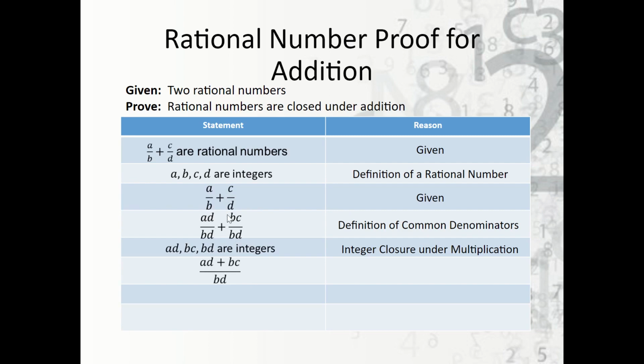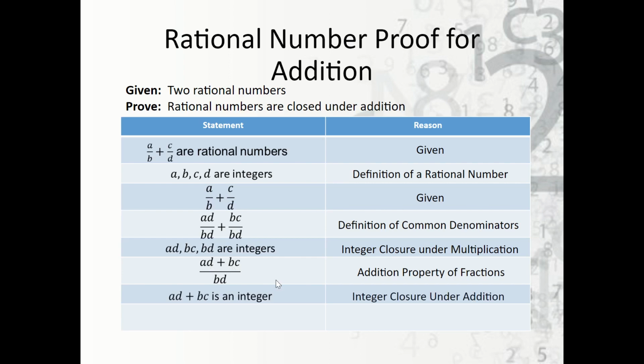Now, we're going to go ahead and combine the numerators, just like we would with addition of fractions. So we have AD plus BC, and the denominator stays the same, which is BD. And that's just the addition property of fractions, right? The addition property of fractions says we add the numerators and leave the denominator as is. Now, the question is, is AD plus BC an integer? Well, it is an integer, and we know that because of integer closure under addition.